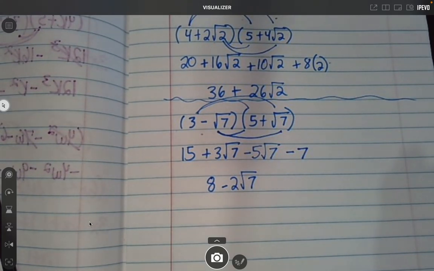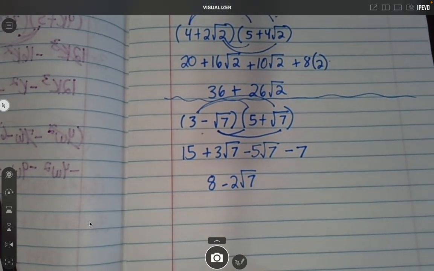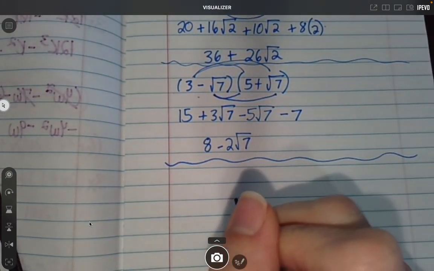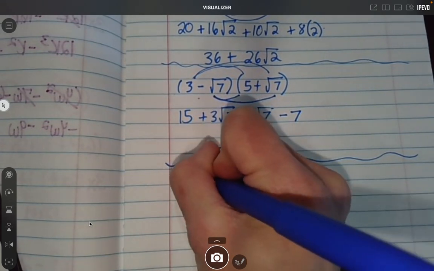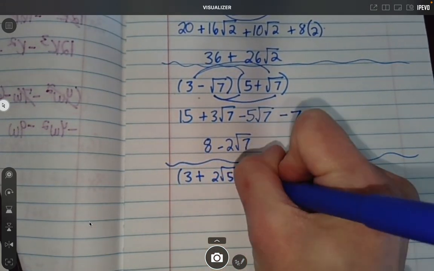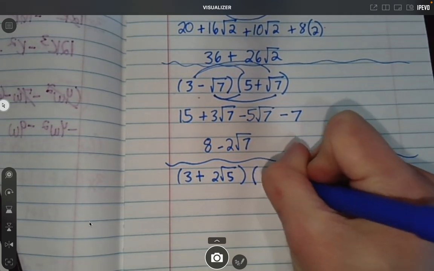Do y'all want one more like that one? Yes. Okay. I'll do one more like that, and then I'll go to the next little set. Not division yet. 3 plus 2 square root of 5 and 2 plus 4 square root of 5.